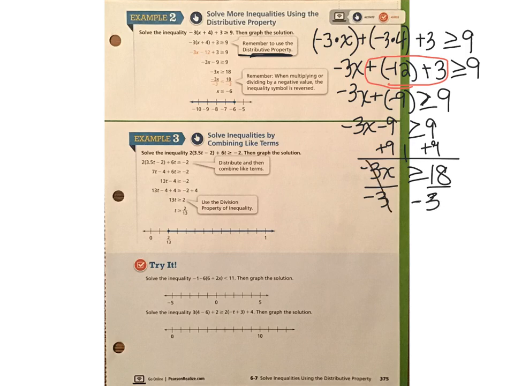Now, don't forget when you divide by that -3 that you have to take your inequality sign and it gets reversed because you divided by a negative number. So x must be less than or equal to -6. On the graph, you should see a solid dot on the -6, and less than means shade going to the left. All the numbers smaller than -6.